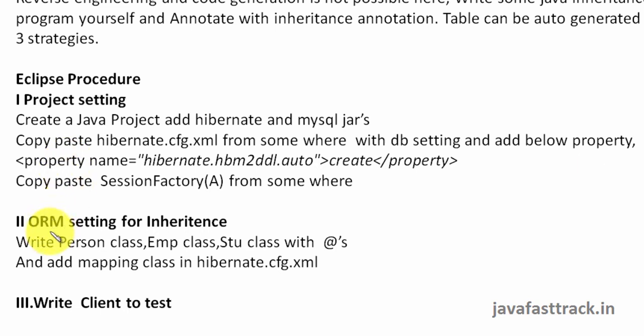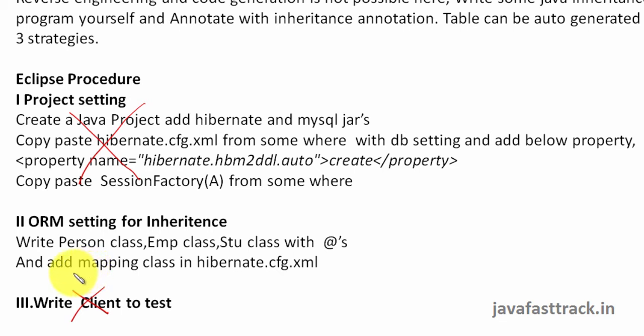Step 2 is the ORM setting for inheritance. This is the main concept, inheritance mapping. As we see, project setting is just the regular thing, nothing much about it. Client program is just the regular thing, nothing much about it. So the main thing is the ORM setting for inheritance. As I told, since reverse engineering is not possible, I am going to write the POJOs, the person class, the employee class, student class, and just put some inheritance annotations.